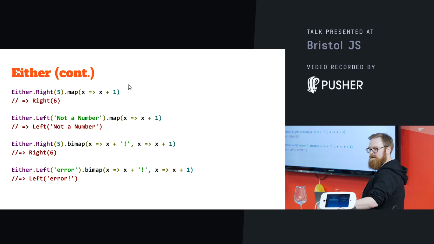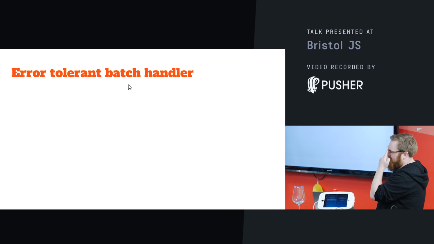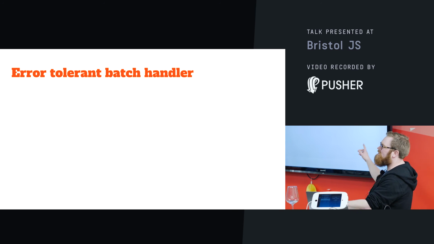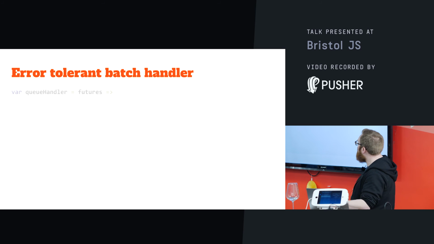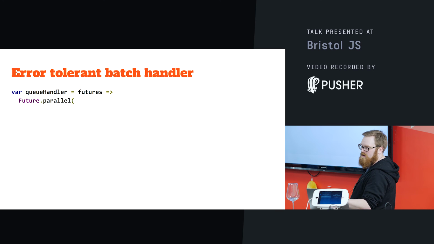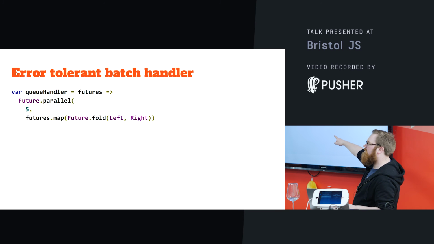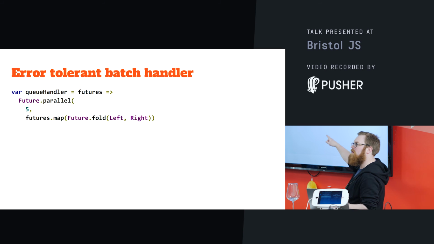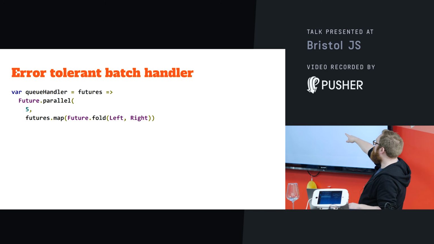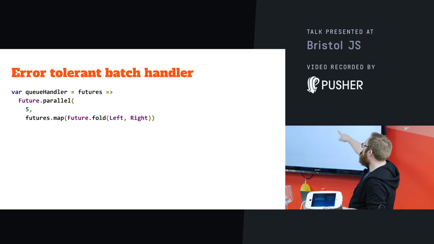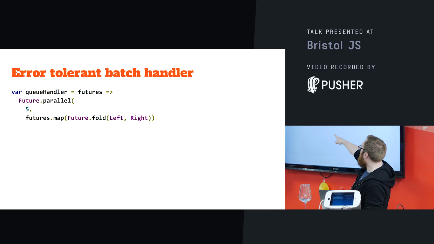What I did at work, at Habit, was I made this error tolerant batch handler. This isn't the exact code, it's really similar though. So I've got my queue handler, takes my array of futures. Future.parallel, put in my limit. It wouldn't be really 5, it would be in configuration somewhere. And then I map over my futures. We're mapping over a list here, we're not mapping over a future. And then I fold my future into a left or a right.